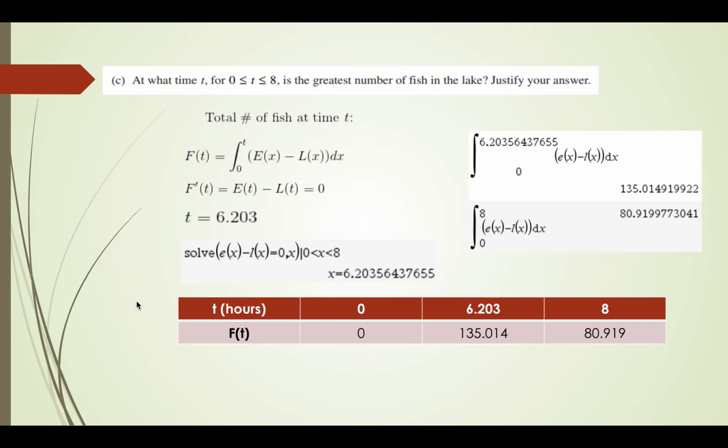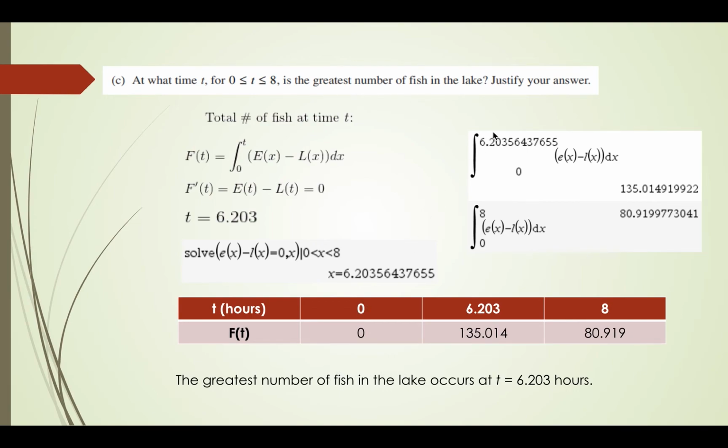And then we want to answer the question. Now, as you answer the question, be sure you're paying attention to what they ask. They didn't ask what is the greatest number of fish. They asked at what time is the greatest number of fish in the lake. So the way I phrase my response is the greatest number of fish in the lake occurs at time equals 6.203 hours. And that is going to be the actual answer to this question.